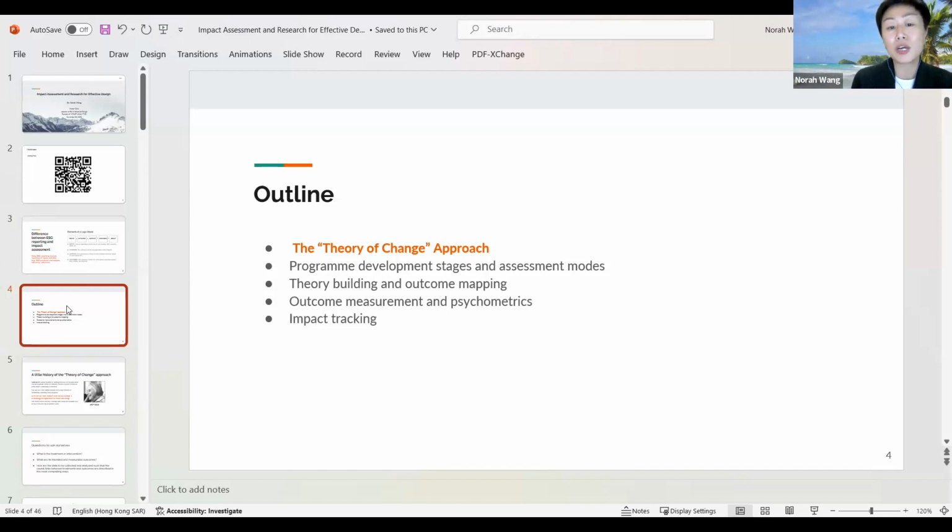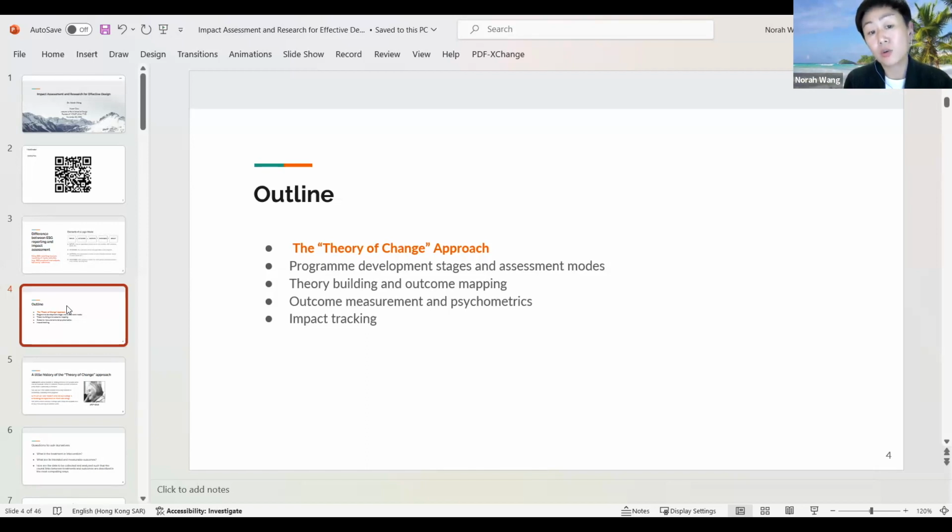Then we will talk about program development, the different modes of assessment that are suitable for different program development stages. We would have the pilot stage, then the prototyping stage, and then also the mature stage. Different stages of program development need different modes of assessment. So we will also talk about that.